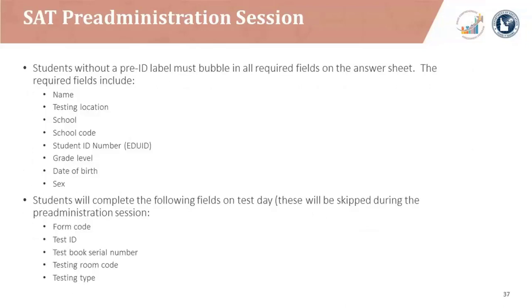So students without a pre-ID label must bubble in all the required fields on the answer sheet. These fields include name, testing location, school, school code, student ID number or EDU ID number, grade level, date of birth, sex. Students will complete the following fields on test day. These will be skipped during the pre-administration session. These include form code, test ID, test book serial number, testing room code, and testing type.